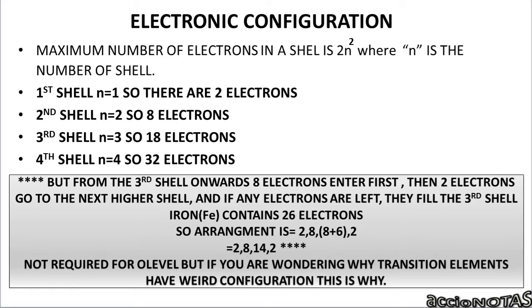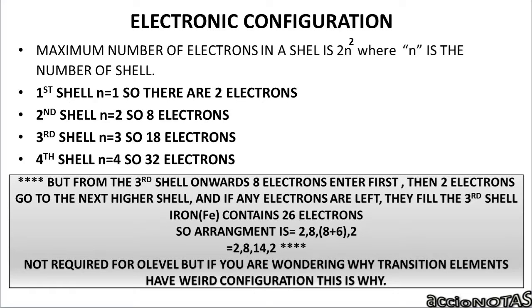Now, how to know how many electrons are at which shell? The formula is 2n squared, and n is the number of the shell. So, the first shell always contains 2 electrons. The second shell will contain 8 electrons. The third can actually contain 18 electrons, and the fourth 32 electrons.